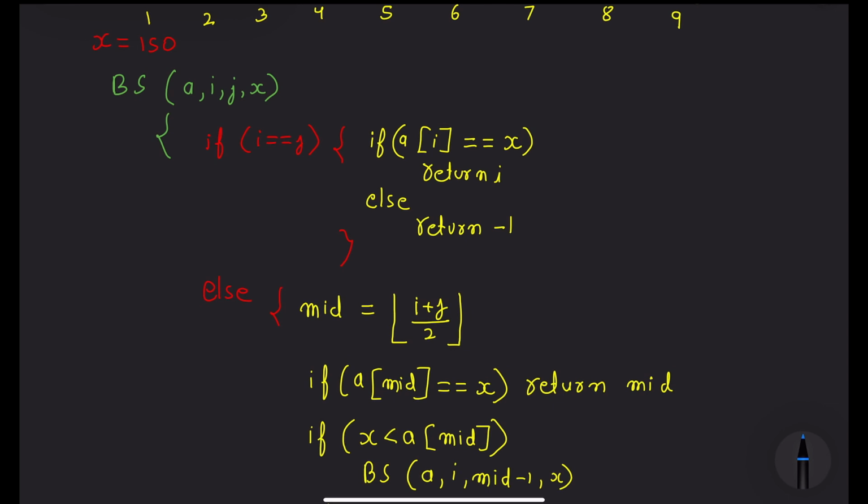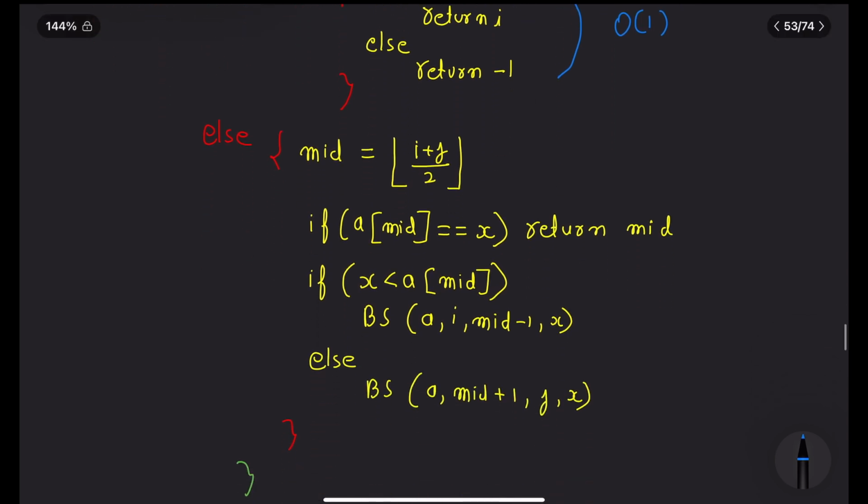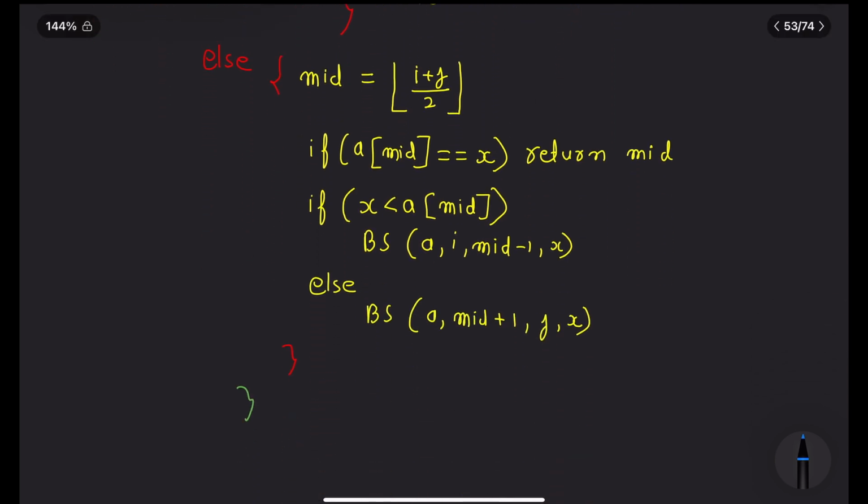So inside the function, we first have the termination condition, which is i equal to j. This is a simple if-else statement, so this entire block will take big O of 1 time. Coming to the else part, finding the mid element will take 1 unit of time. This is the divide part, where we divide the array based on the mid element. The next statement, comparing the mid element and x, will also consume 1 unit of time.